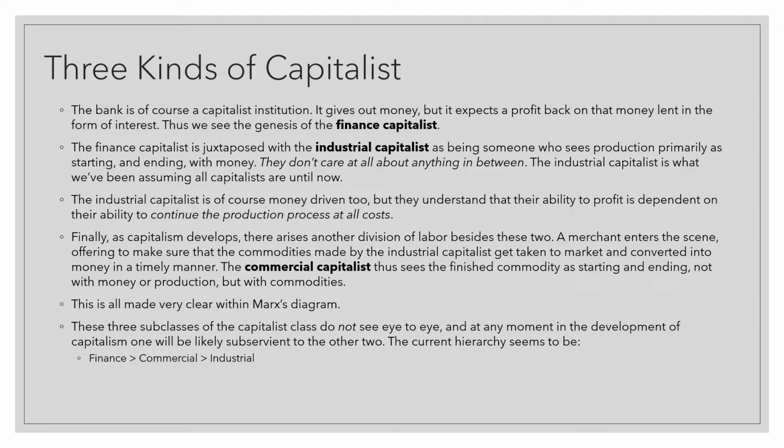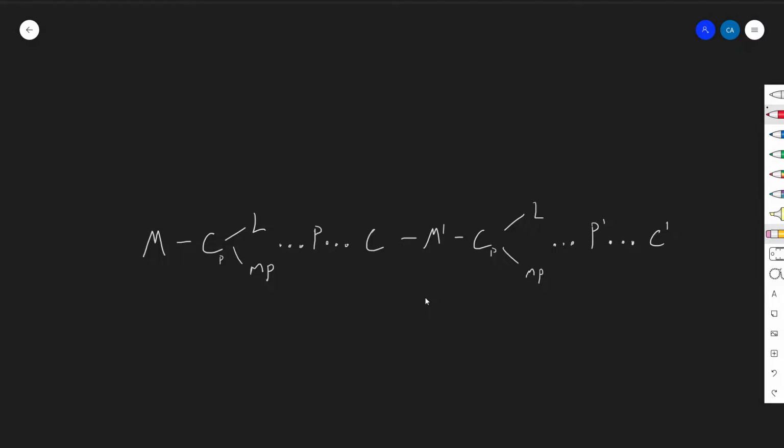So let's return to Marx's diagram to make sense of this. I've extended out Marx's diagram for the process of capital a few steps to make clear the three different kinds of capitalists that we have. So the industrial capitalist is who we've been talking about. We've been centering this around money, but really, from the perspective of the industrial capitalist, their goal is to keep production going, and they just expect a profit from doing that, right? And so they see the reproduction as the reproduction of production, right? P to P prime. So this is what the industrial capitalist sees. So that's the industrial capitalist.